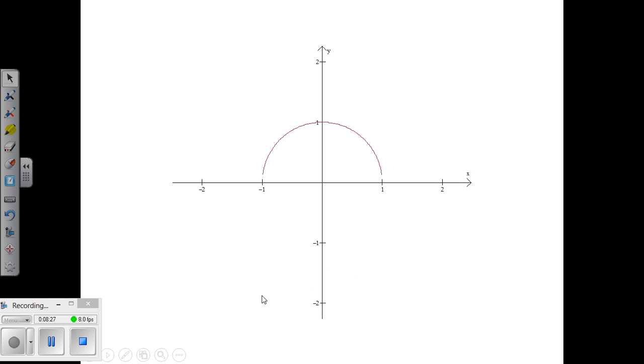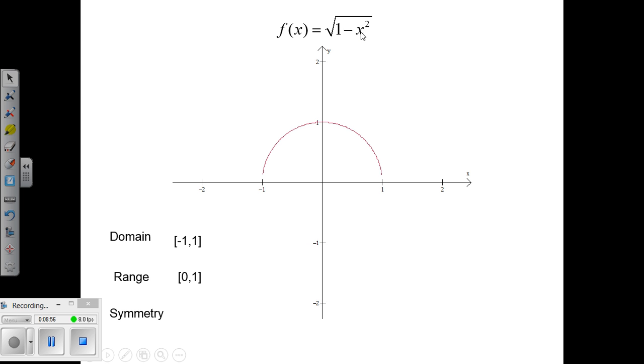Okay, here is a semicircle. It is called the unit circle. It is the circle of radius 1 centered at the origin. There it is. It lives in a very small world, doesn't it? Its domain can only run from negative 1 to positive 1, and its range will only run from 0 to 1. And as you can see, it does possess symmetry.